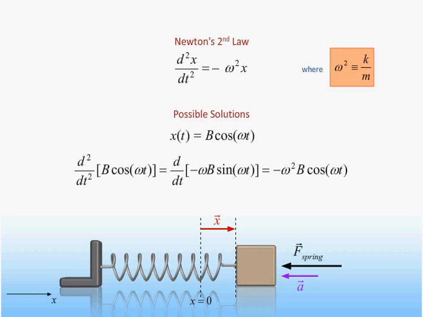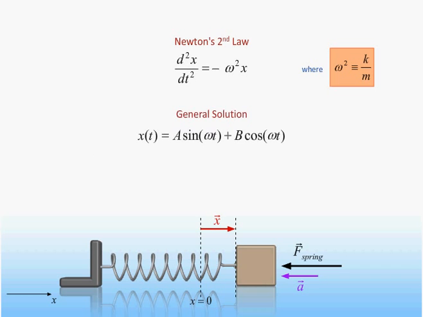Similarly, we find that x of t equals B times the cosine of omega t is also a solution to the equation. Indeed, any function that is a linear combination of sine of omega t and cosine of omega t will be a solution to our differential equation. Before discussing the physical meaning of this solution, we will make a slight digression to review some properties of sines and cosines on the next slide.